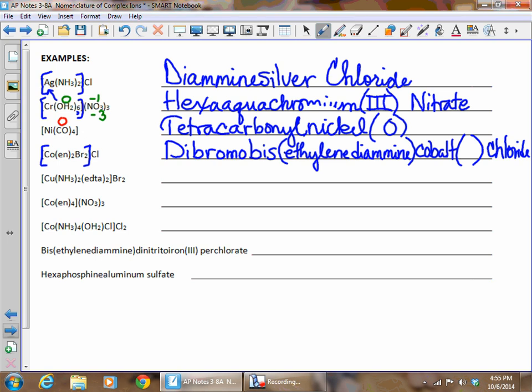Now, what's the charge on this going to be? Well, chloride is -1. Both of the bromines are -1, so that's another -2. Ethylenediamine, if you look above, is neutral in charge. So it looks like we've got a total -3 for the negative part, so it looks like cobalt has to be a +3. So we've got a Roman numeral 3 again.